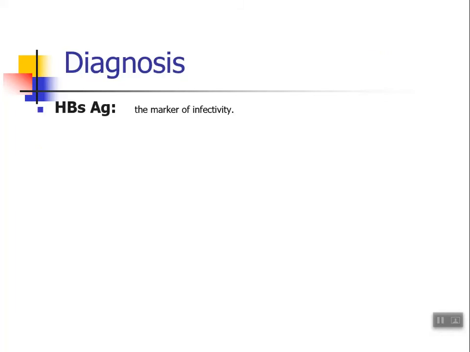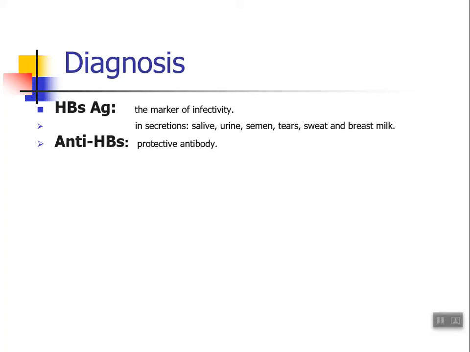Hepatitis B S antigen is the marker of infectivity. It is present in secretion, saliva, urine, semen, tears, sweat, and breast milk. Hepatitis B S antibody is a protective antibody. It can persist for many years and appears after hepatitis B S antigen disappearance.